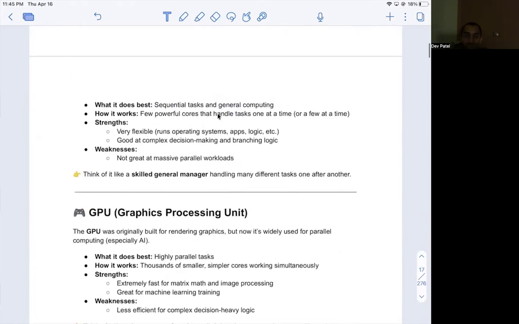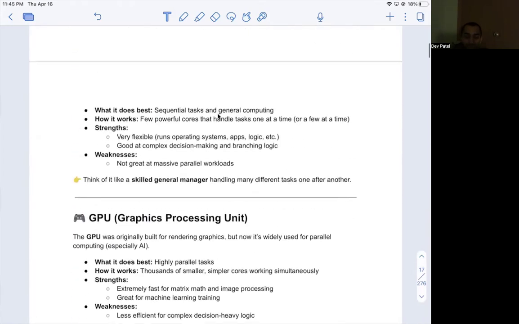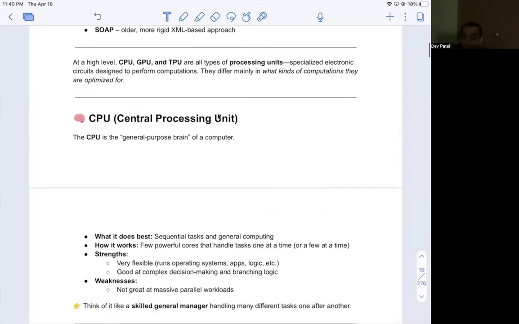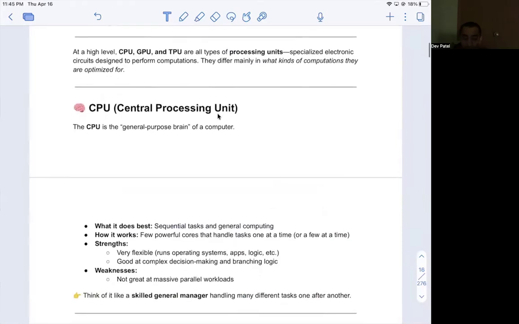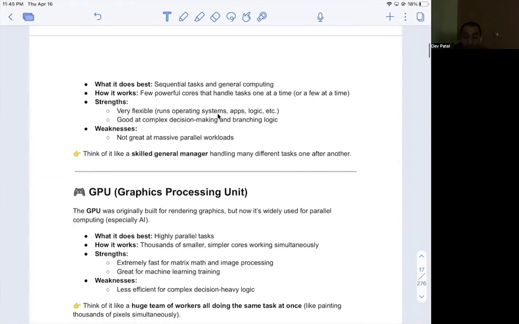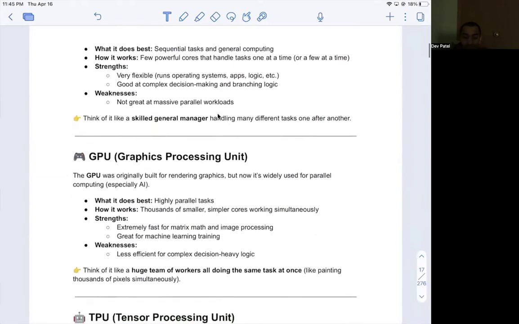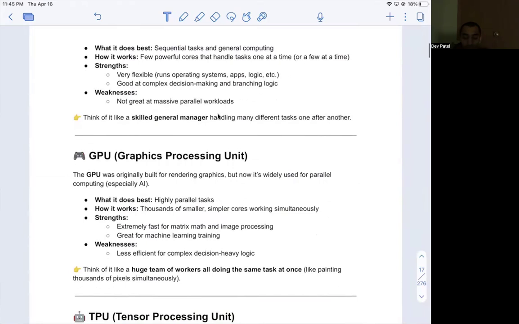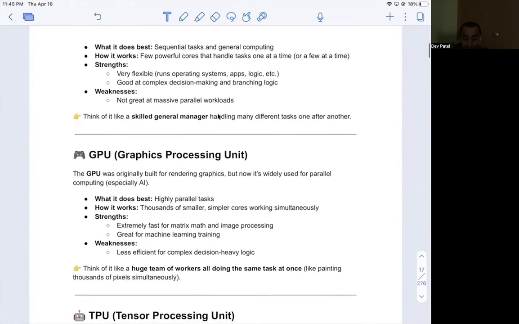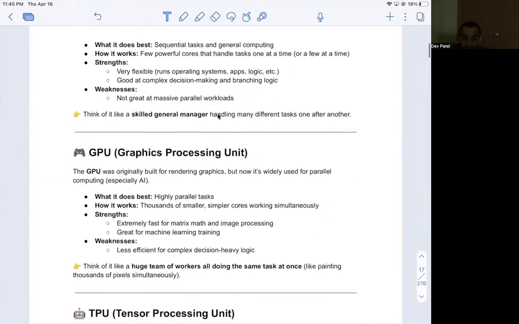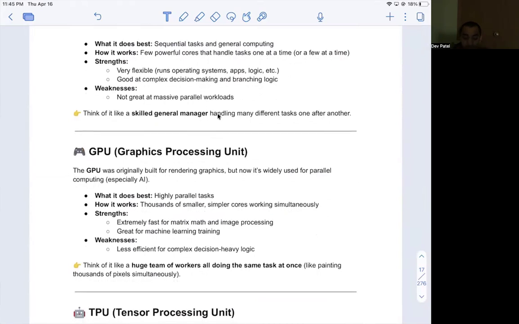A few other topics. So now we have CPU, GPU, and TPU. CPU is like the general brain of the system. It's best for sequential tasks, with a few powerful cores. It's like a skilled generalist handling many tasks one after another. So it is sequential. GPUs are about parallelization, a huge team of workers all doing the same task, like painting thousands of pixels simultaneously.